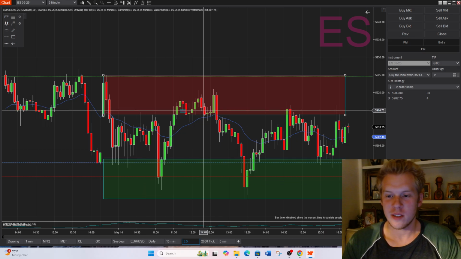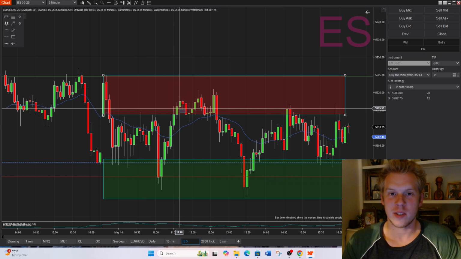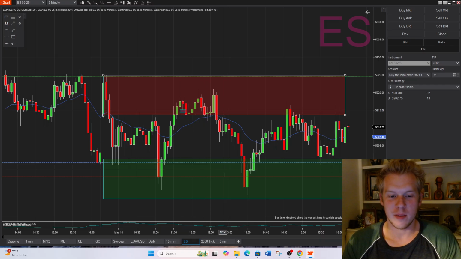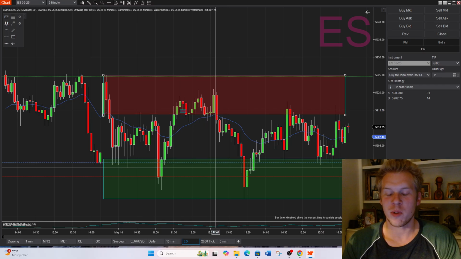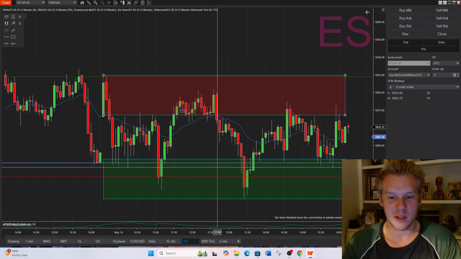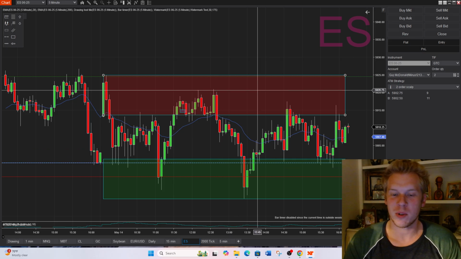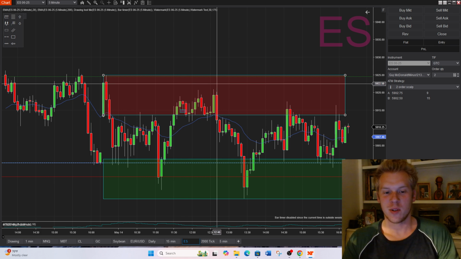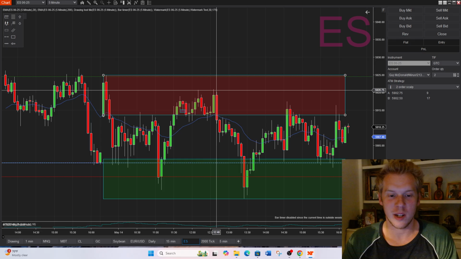And the reason that we do this is because there is a bias. If you're low in the range, there's a bias for that market to head back into the middle or to the top of the range. And if you're in the top of the range in a trading range, then there's a bias for that to head back to the middle of the range.